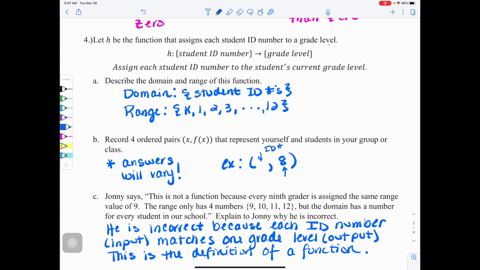If all the arrows are pointing to the 9, that's okay. What we don't want are multiple arrows coming from the input side. And we don't have that because there's a unique ID number that each one has, and each one is assigned to the grade level. So he's incorrect because each ID number matches one grade level, input and output, and that's the definition of a function. So that concludes your lesson on domain and range.